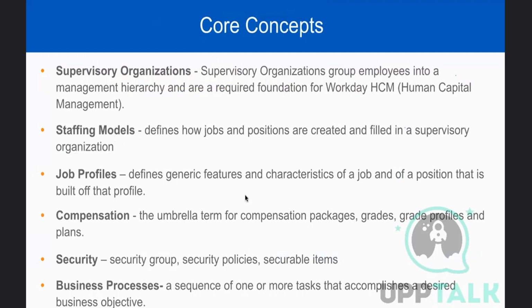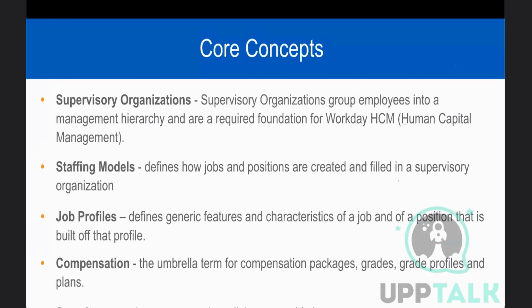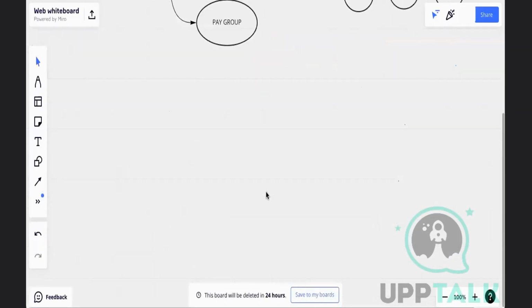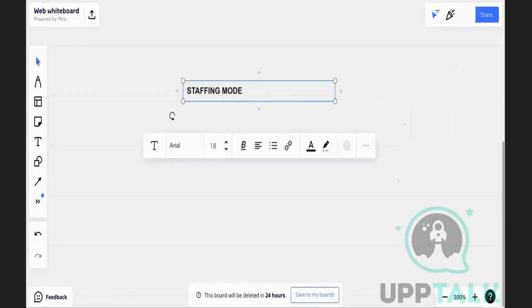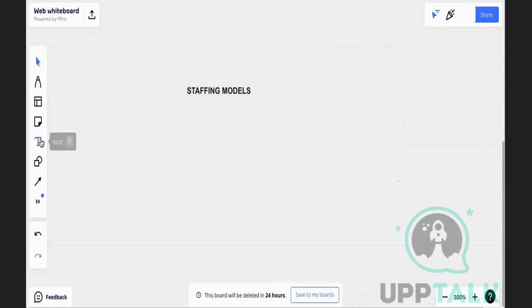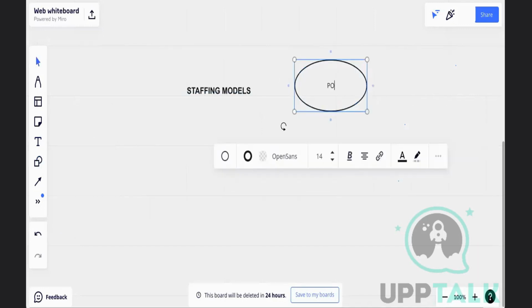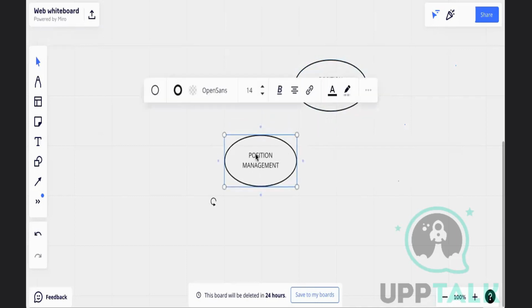Now, if you're making notes on staffing models, please make a note something like this. Put your staffing model in bold and then position management. Job management.